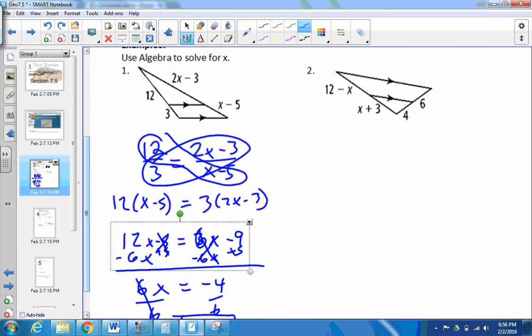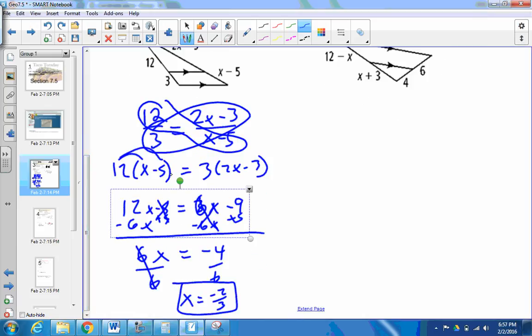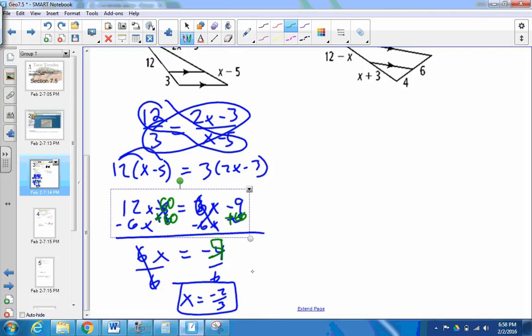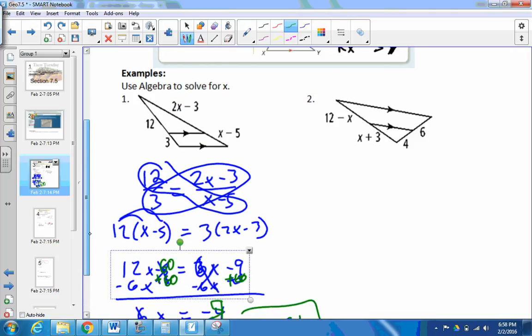Actually, looking back, I made a mistake. I forgot to distribute over here. Common mistake. Hopefully you noticed it, but that is a common mistake that I see. This should have been 60. So you should add 60 to both sides. So this actually would not have been negative 4. It would have been negative 9 plus 60, which is 51. So it still doesn't work out like we'd like it to, but x would be equal to negative 51 over 6. Please, if I made a mistake, let me know next time you see me. We're going to move on.